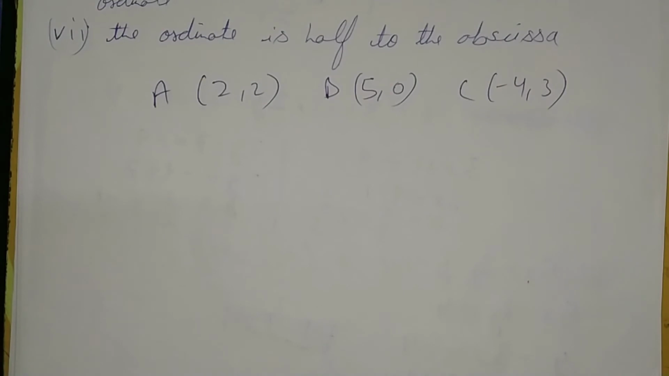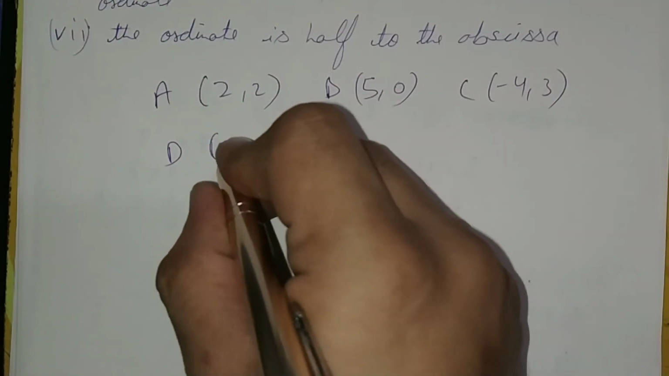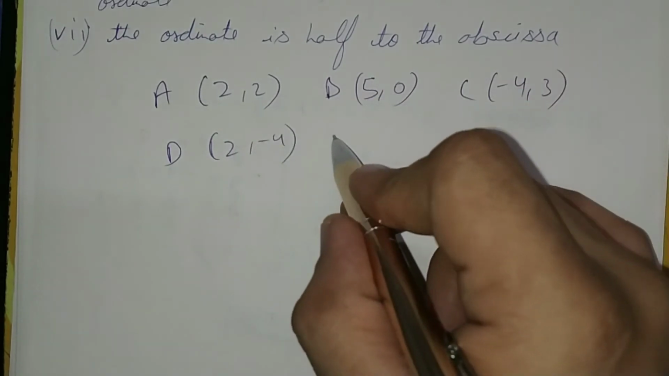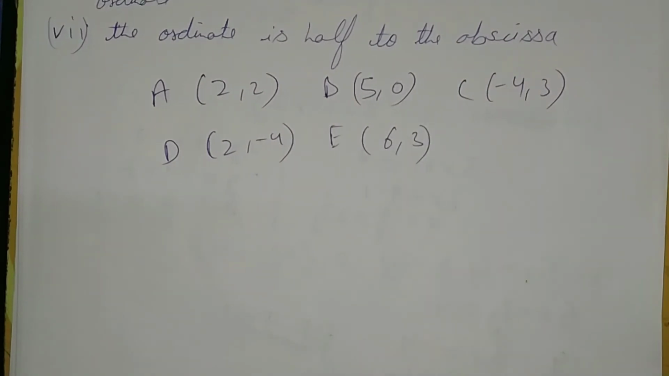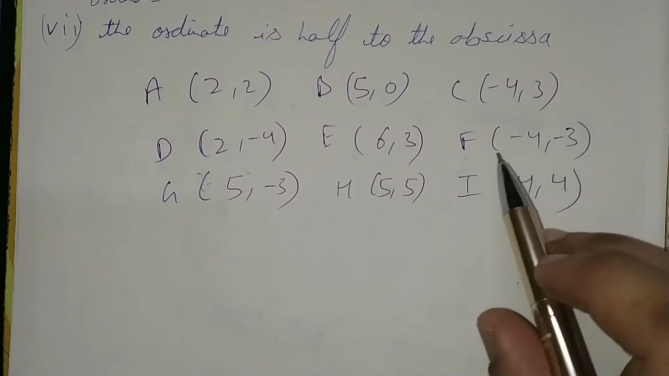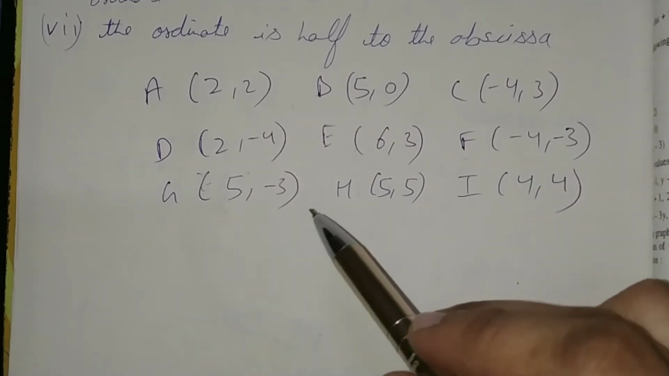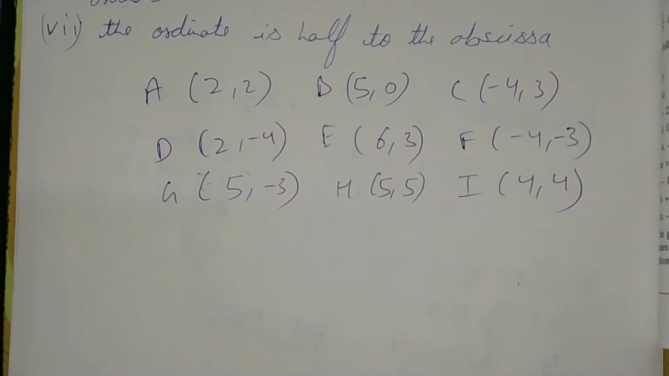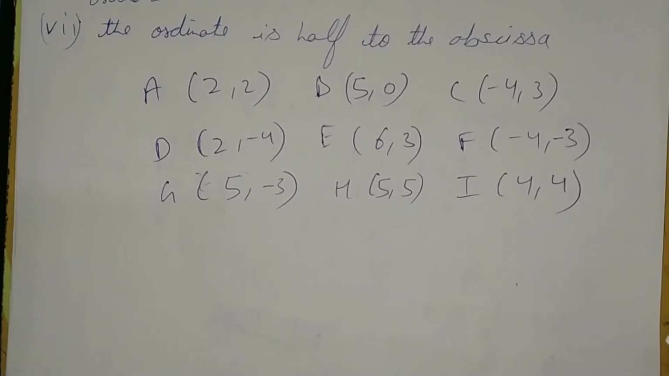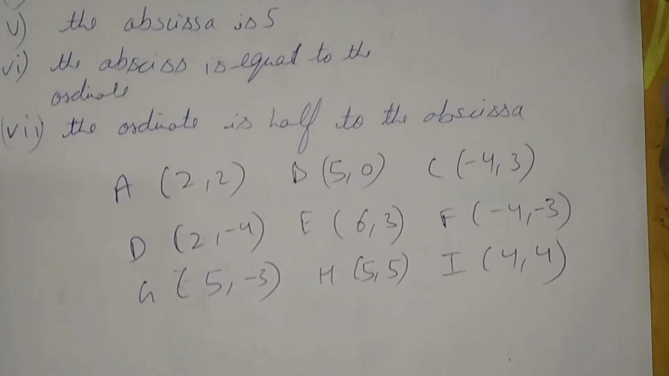This you can find by yourself also. D 2, minus 4. E 6, 3. Okay, these are the coordinates of all points. F minus 4, minus 3, G 5 comma minus 3, H 5 comma 5, I 4 comma 4. So after finding these coordinates, now we can solve the given question very easily.